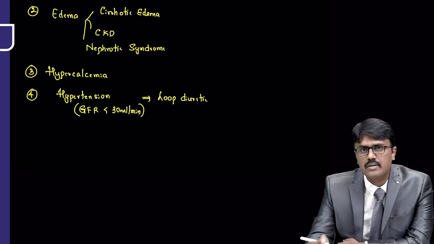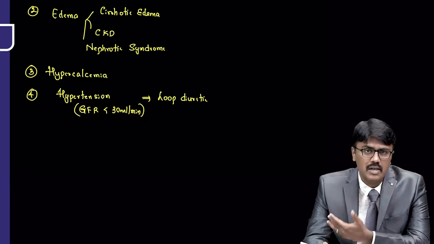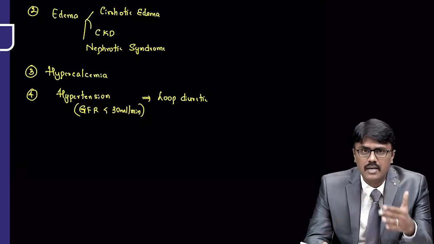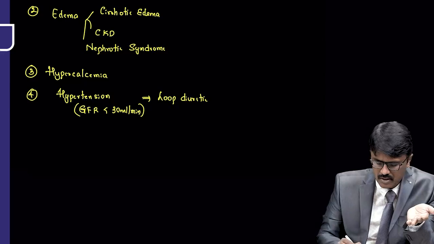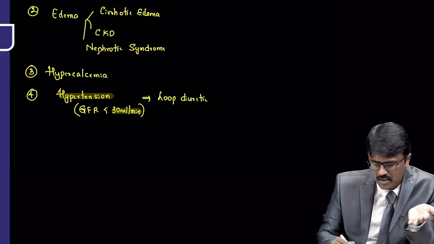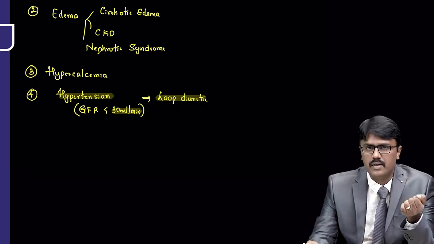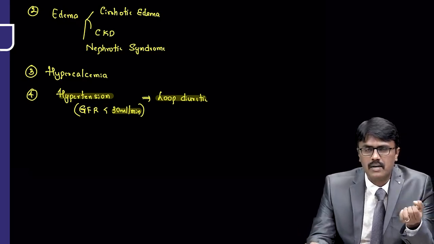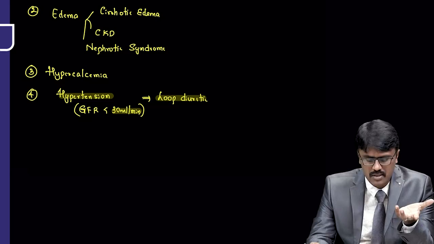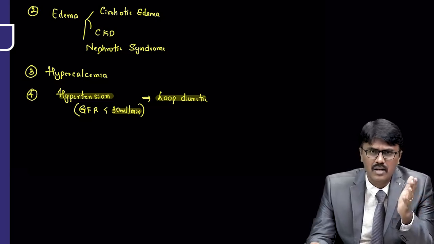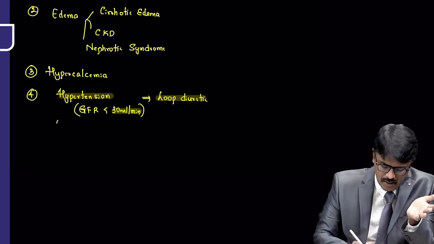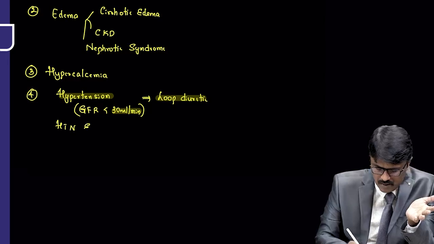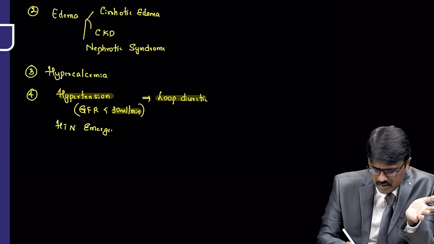Why do we use loop diuretics? Why not thiazide? Because thiazides will not work in renal failure. I'll repeat again, thiazide diuretics will not work in renal failure. So if the renal GFR is less than 30 ml per minute and the patient has hypertension, then you can manage with loop diuretics. So please remember, the major use of loop diuretics is in pulmonary edema, then edema conditions, hypercalcemia, and only in some cases of hypertension. Sometimes it is also used in hypertensive emergency.